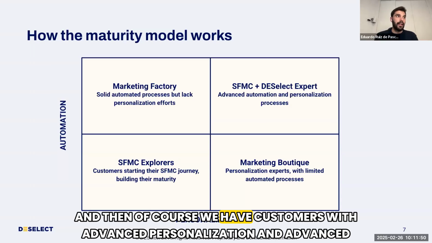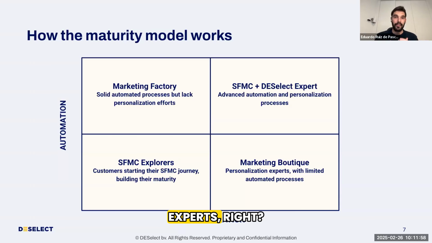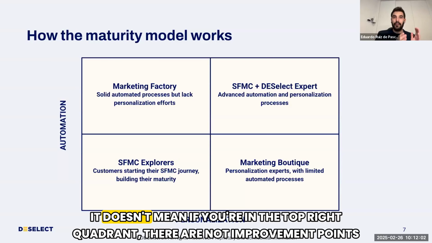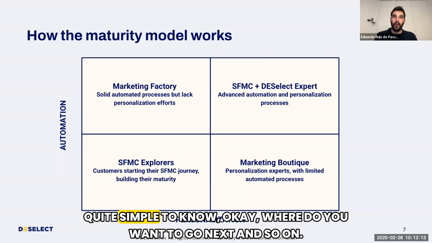And then, of course, we have customers with advanced personalization and advanced automations that are Salesforce Marketing Cloud and DESelect most of the time experts, right? They're making the most out of both solutions. It doesn't mean if you're in the top right quadrant, there are no improvement points for you. There's always new things you can try. But at least we group it like this because it's quite simple to know, okay, where do you want to go next and so on.